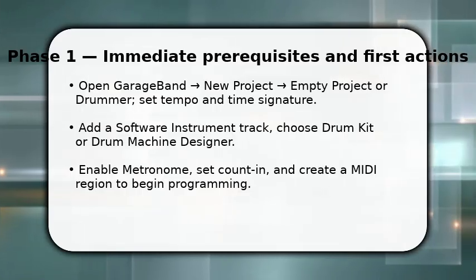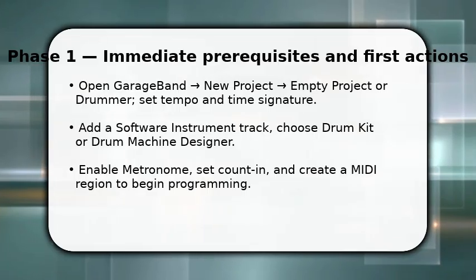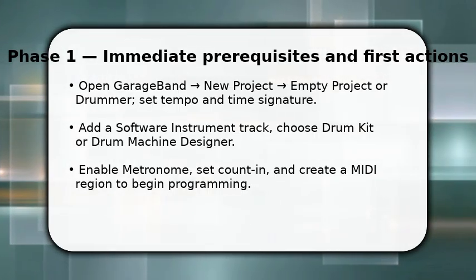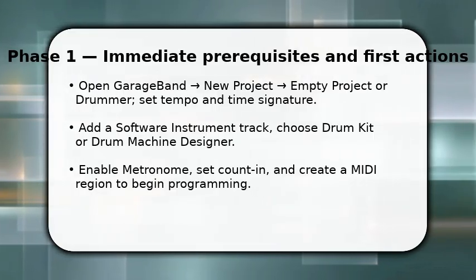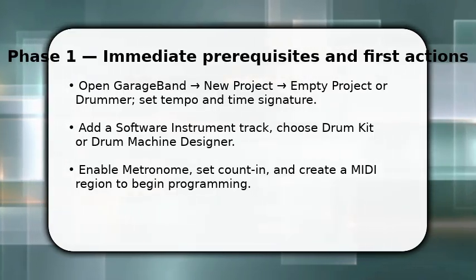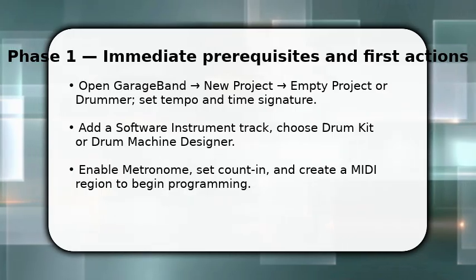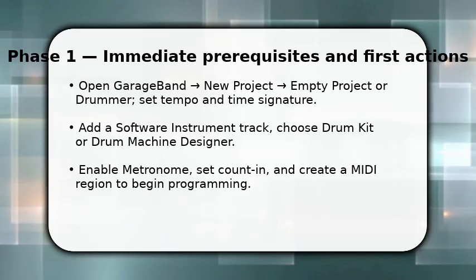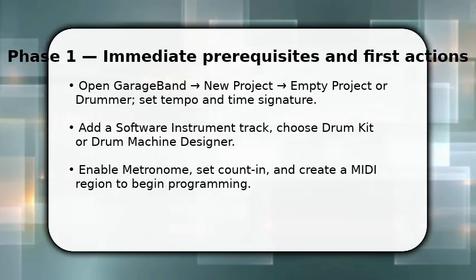You'll begin by creating a focused drum project. Open GarageBand and choose Empty Project or Drummer, then set tempo and time signature. Add a software instrument track and select a drum kit or Drum Machine Designer. That determines sound mapping. Once done, enable the metronome and a 1-bar count-in so your timing stays locked.